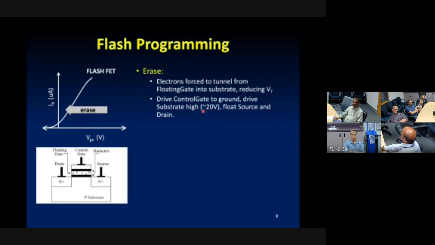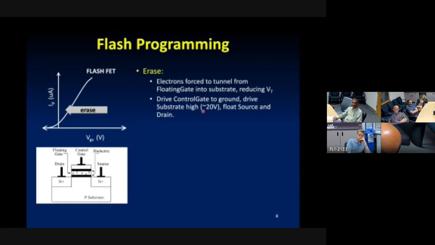And I won't go into that. It's a well-known mechanism, nothing new here, right? But in the process of erase, the electrons tunnel into the substrate, so they leave the floating gate. So the floating gate is devoid of electrons at the end of this.